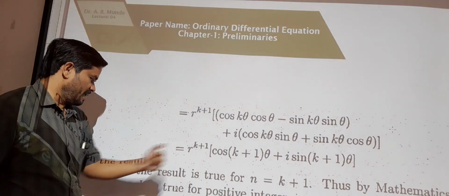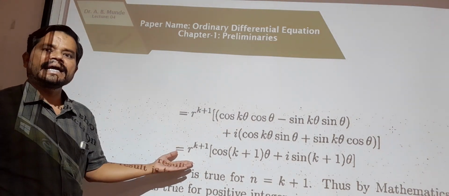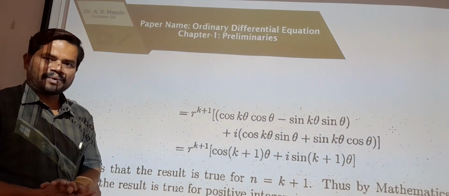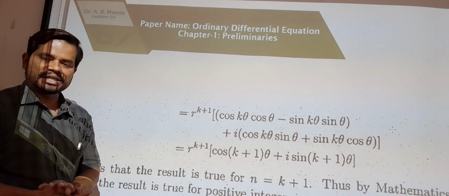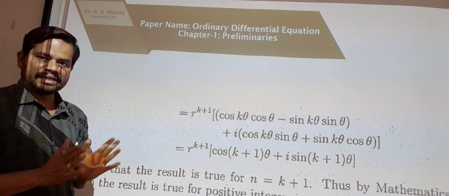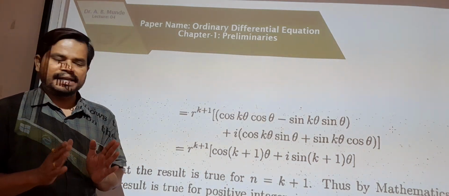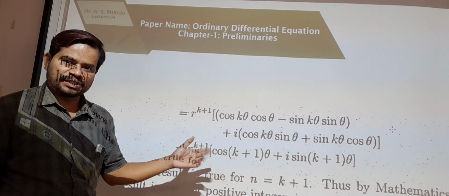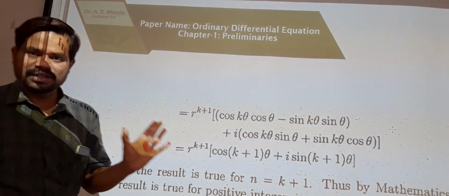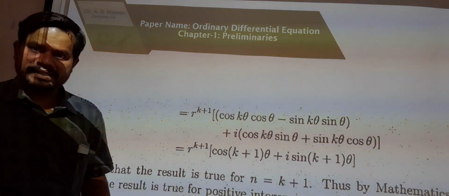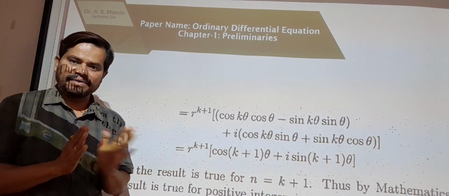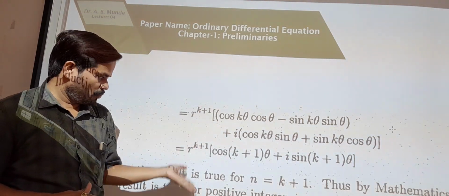So the result is true for n equal to k plus 1, and that's why by using mathematical induction we have shown the result: r in bracket cos theta plus i sin theta raised to n is r raised to n in bracket cos n theta plus i sin n theta. So this is de Moivre's theorem. I think all of you understand very well the proof of this theorem.